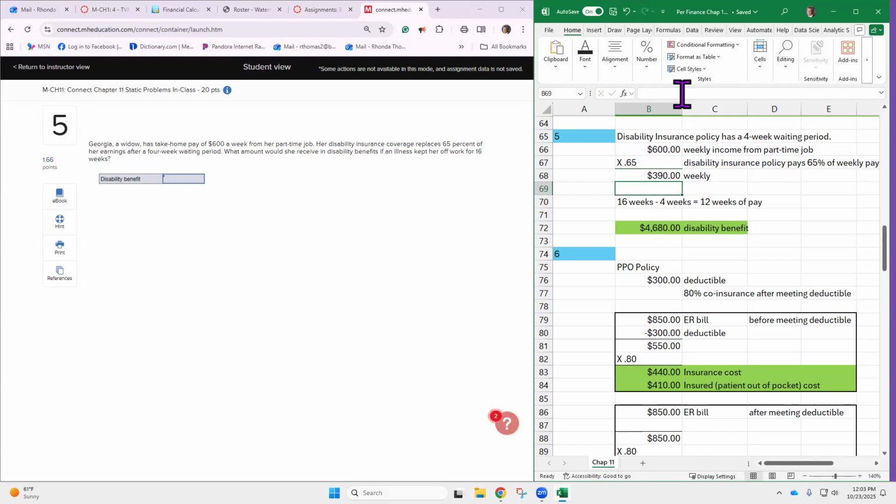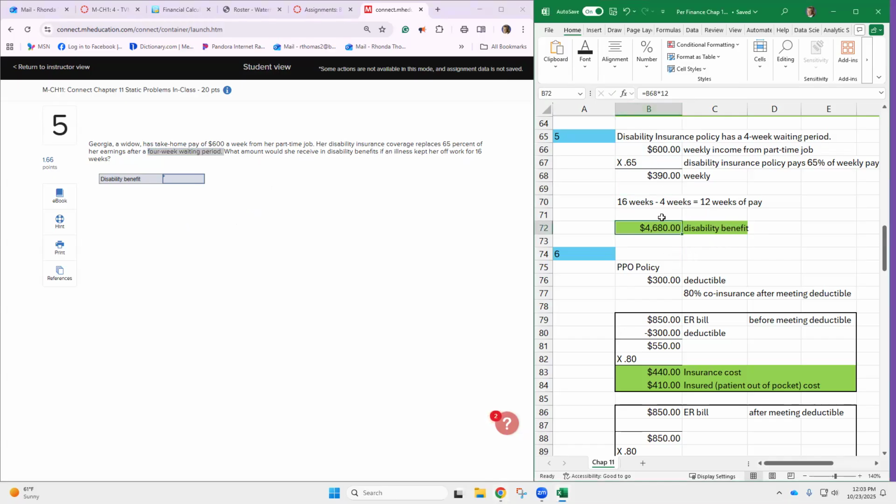Okay, so she's going to get $390 a week, but she has a waiting period, which happens. She has to wait 4 weeks before that pay will start rolling in. What amount would she receive in disability benefits if an illness kept her off work for 16 weeks? So if she's off for 16 weeks, she has a waiting period of 4, she'll get 12 weeks of pay.